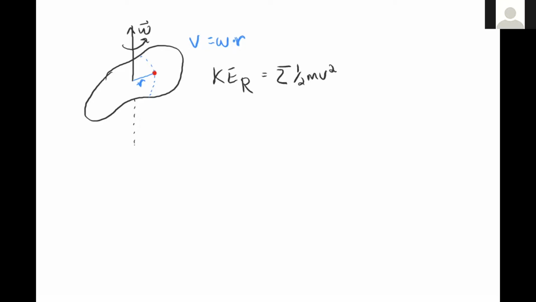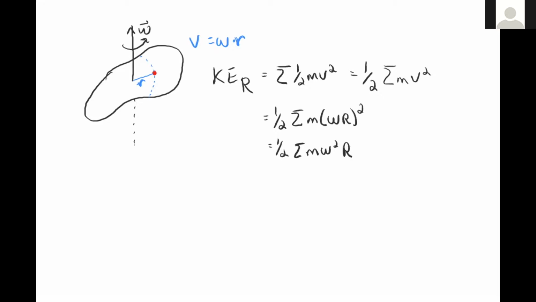So we can always bring this 1/2 out of the summation sign. So this is equal to 1/2 times the sum of mv squared. So remember, v is equal to omega r. So this is equal to 1/2 times the sum of my masses times omega r and that whole thing squared. Okay, so this is equal to 1/2 sum m omega squared r squared.